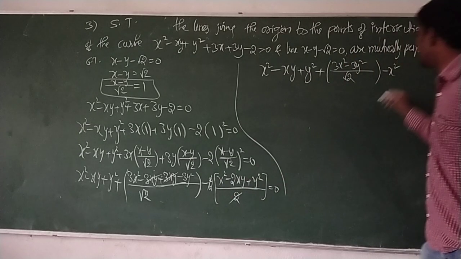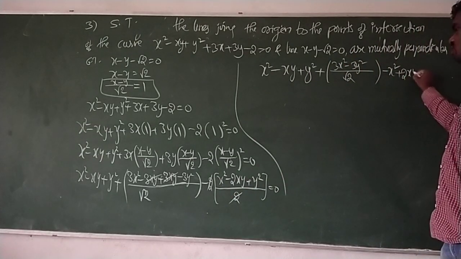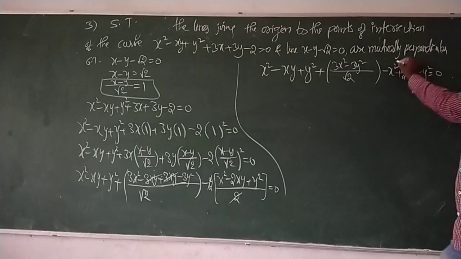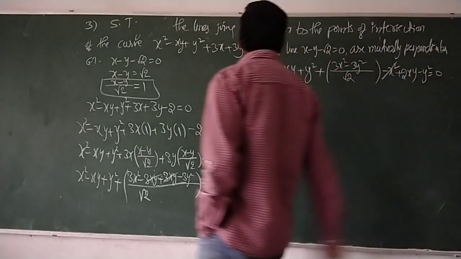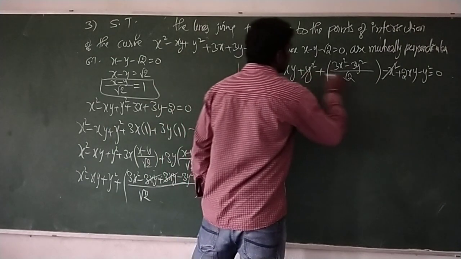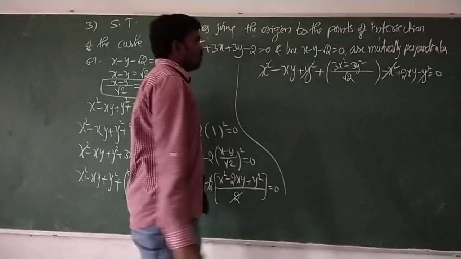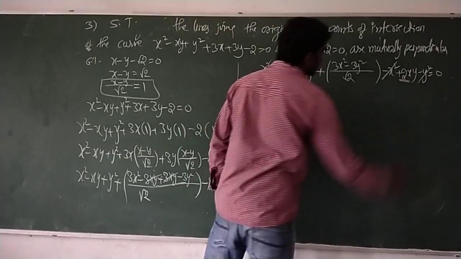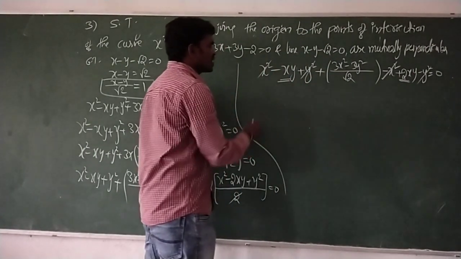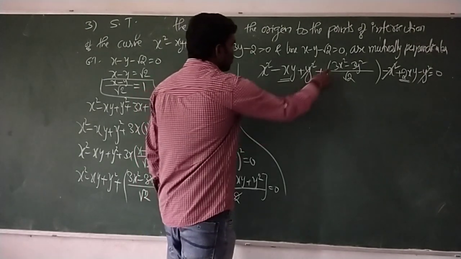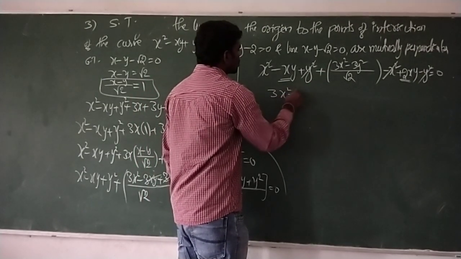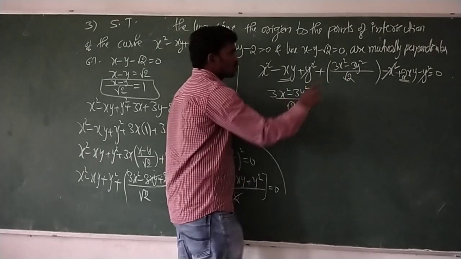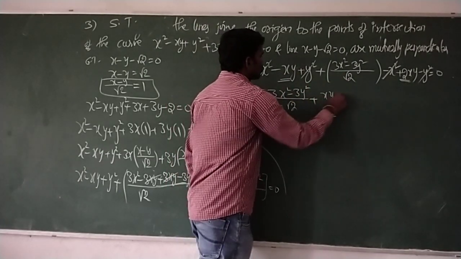minus into minus plus 2xy plus 2xy, minus into plus y square minus y square equal to, see minus x square plus x square cancel, am I right? And similarly plus y square minus y square cancel. What are the remaining terms? Here minus xy, here plus 2xy. So 2xy minus xy becomes what? First I am writing this 3x square minus 3y square by root 2 plus xy terms. 2xy minus xy becomes xy equal to.